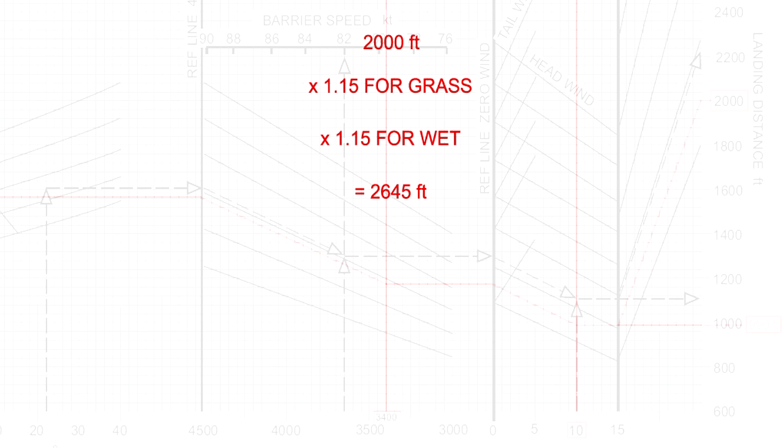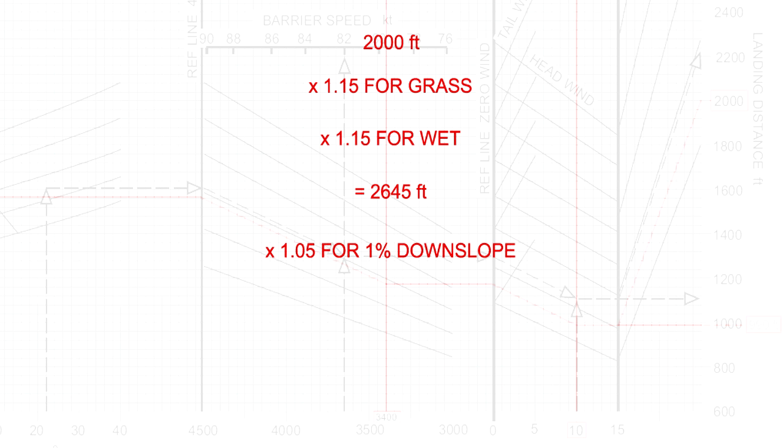Our calculated landing distance is 2,000 feet, but correcting it for grass means we will need to multiply this by 1.15, and again by 1.15 because the grass is wet. This now makes the landing distance 2,645 feet. Let us now assume that the runway has a downslope of 1%.